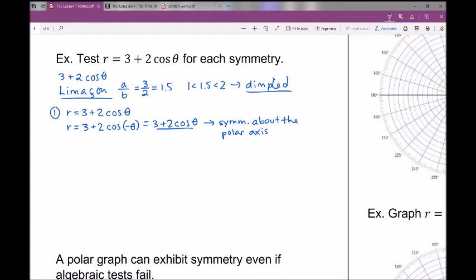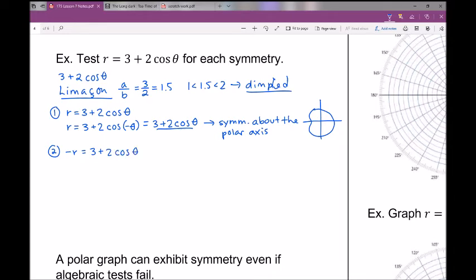Alright, so it has symmetry about the polar axis, and if you think about what that dimpled limaçon looks like, it looks like that, which kind of makes sense. You can think about it that way. So let's try another type. Next, we're going to plug in negative r for r. So we get negative r is equal to 3 plus 2 times the cosine of theta.